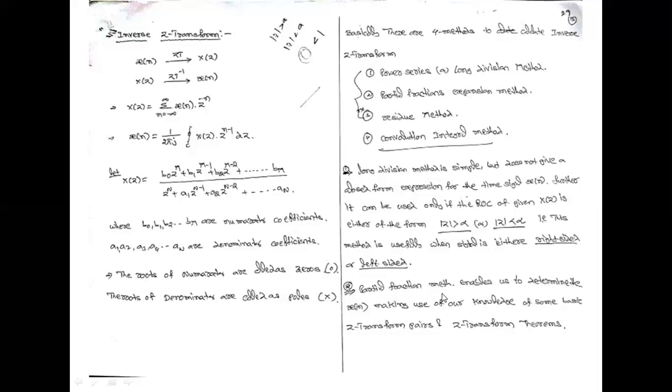The partial fraction method enables us to determine x of n, making use of our knowledge of some basic Z transform pairs and Z transform theorems. By using the partial fraction method, we directly get the expression 1 by 1 minus a z inverse, which is one of the Z transform pairs, corresponding to a power n times u of n. You can write it as a direct equation in terms of the time domain function.